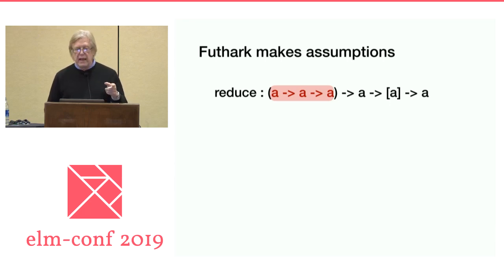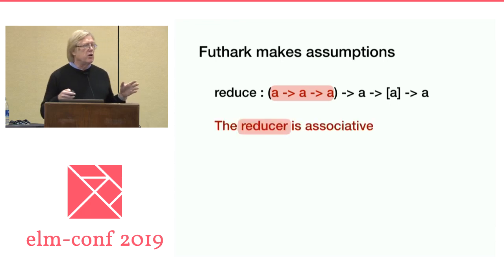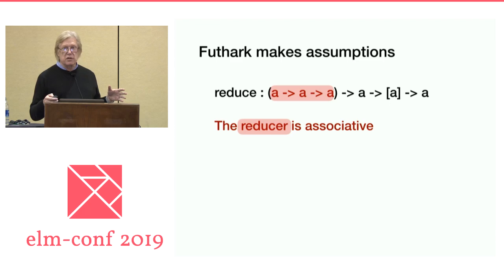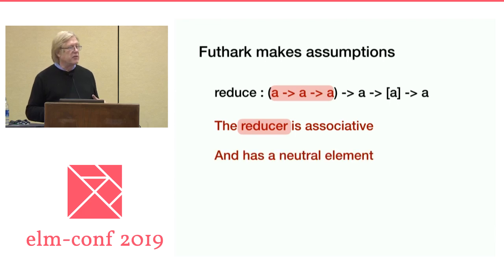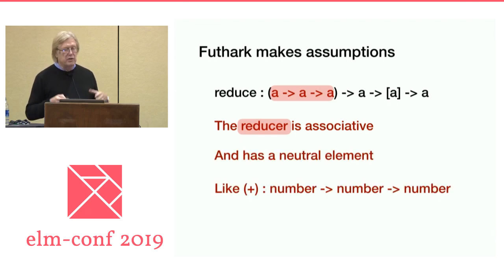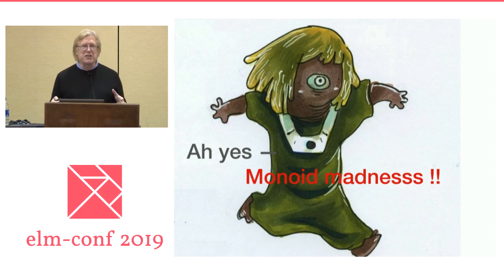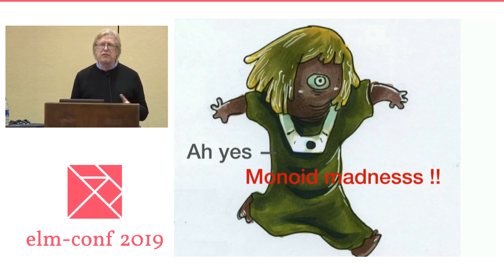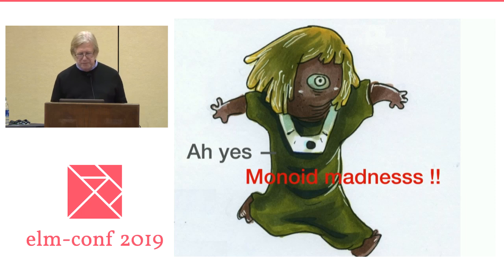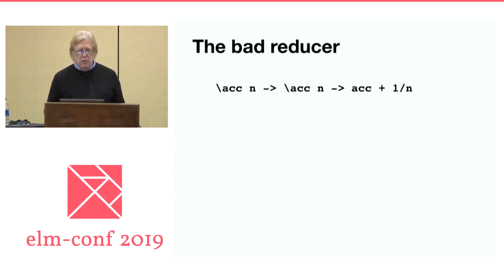Okay? And if it's A goes to A goes to A, then you can view it also as an operator, like the plus function. And the point is that in Futhark, the reducer has to be associative, and it has to have a neutral element, just like the plus function. I have to say it, this is monoid madness. You have to work in the context of monoids, which is just a very highfalutin way of saying what I already said.